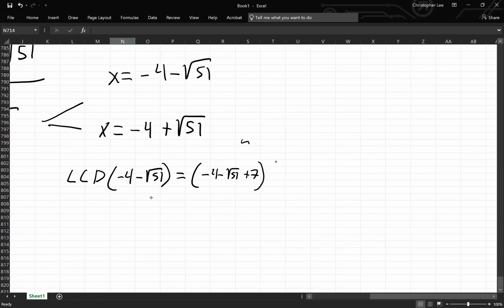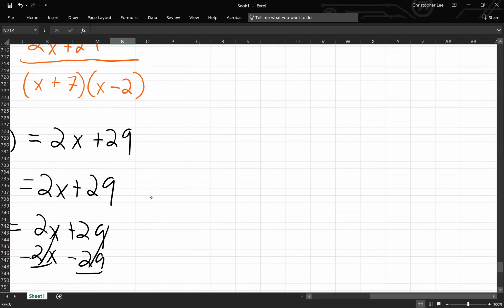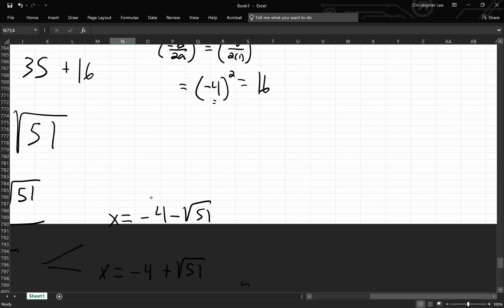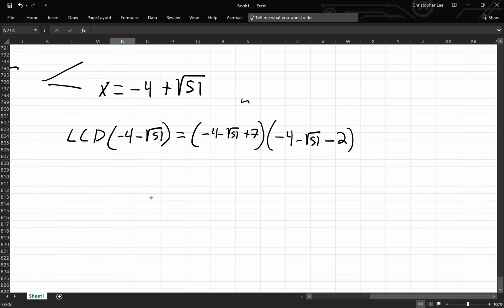All right. And -4 minus square root 51, right? Minus 2. Verify one more time. X minus 2. There we go. Right. So what I want to know is, does that equal 0? When you plug it in, does that equal 0? I don't feel like doing that math, but you could tell by looking that's not going to be 0.